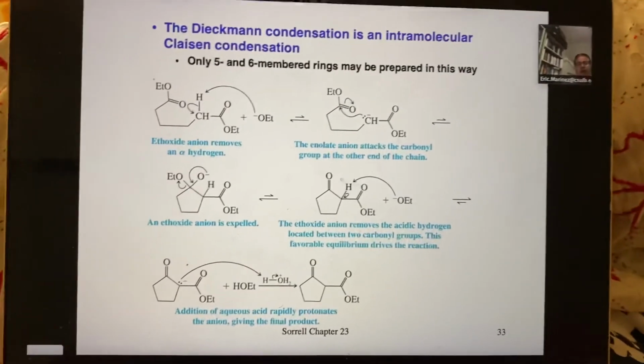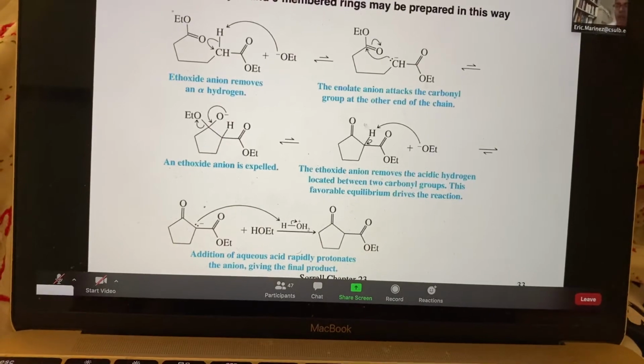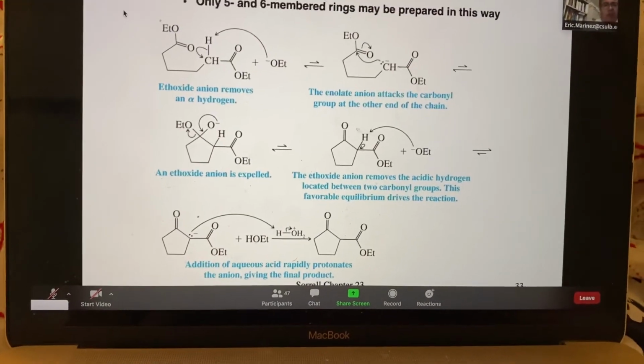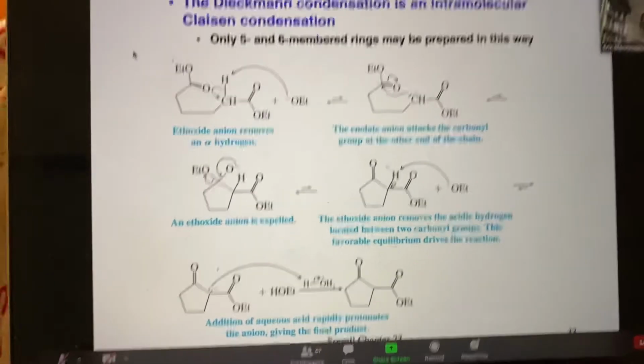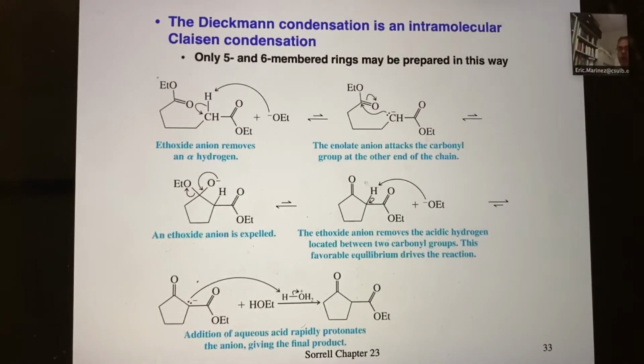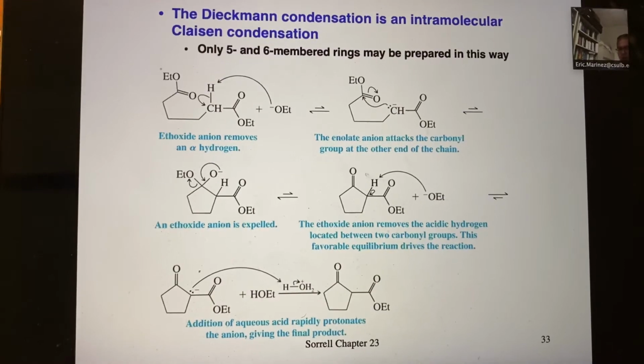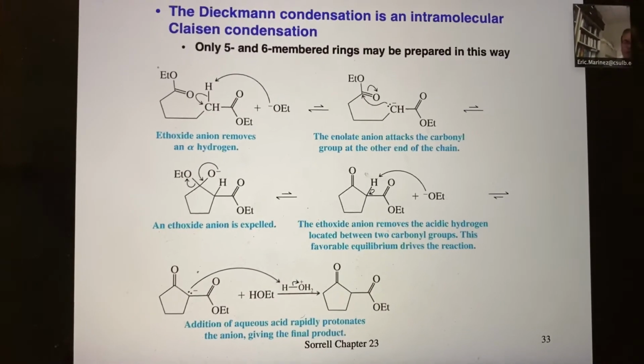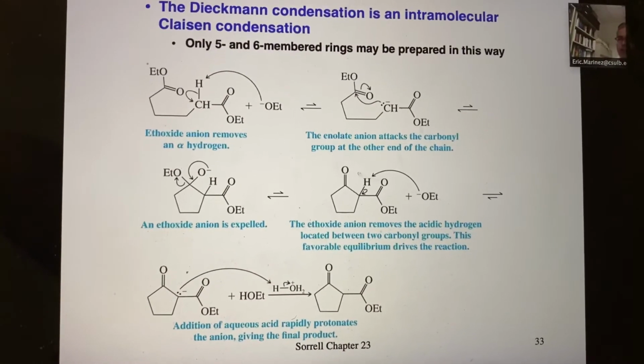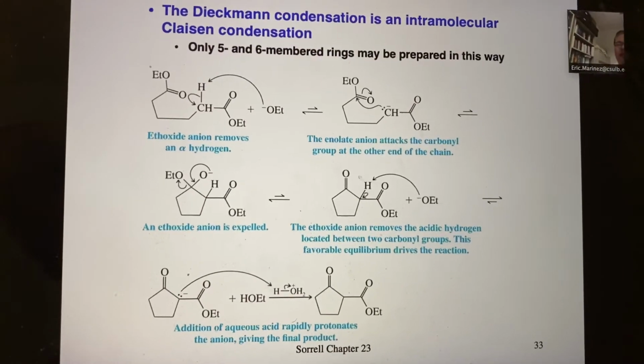Now, just like aldehydes that can do an intramolecular aldol, esters can also do an intramolecular reaction. This is called the Dieckmann condensation. So for whatever reason, traditionally, the intramolecular Claisen is not called an intramolecular Claisen. Instead, it's called a Dieckmann.